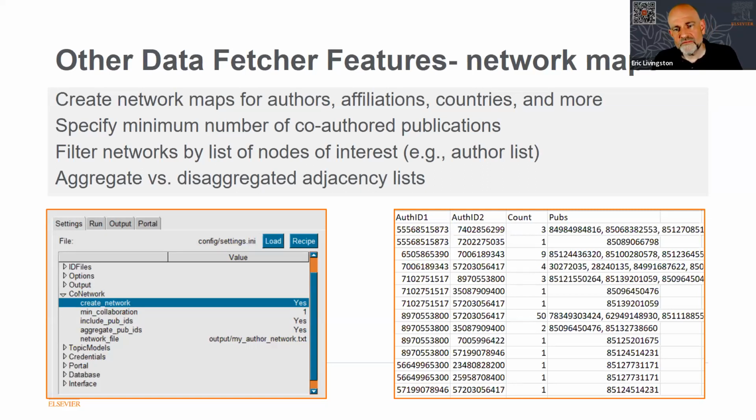That's the sort of data that you could then import into something like Gephi or some kind of visualization tool to create a radial or other sort of co-author network diagram. This sort of export would be appropriate for that.